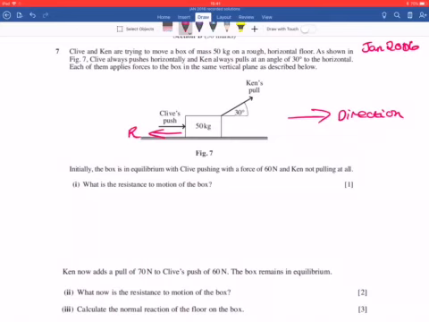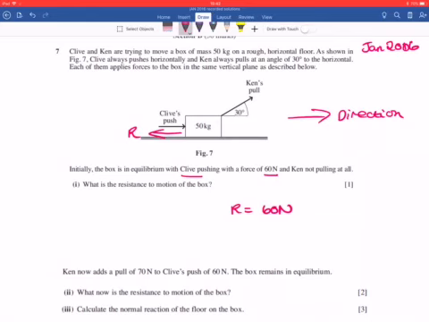Okay, initially the box is in equilibrium with Clive pushing with a force of 60 newtons and Ken not pulling at all. What's the resistance? Well, if it's in equilibrium and it's not moving anywhere, it must be equal and opposite to Clive's push. So the resistance must be 60 newtons.